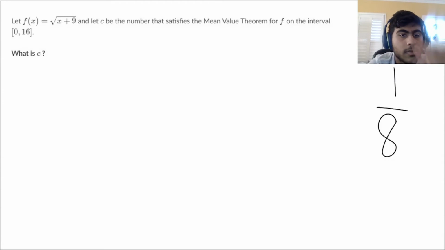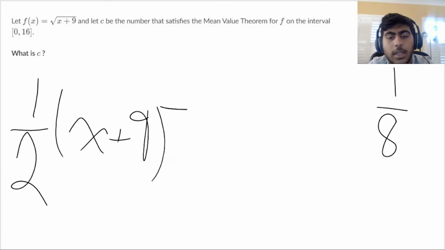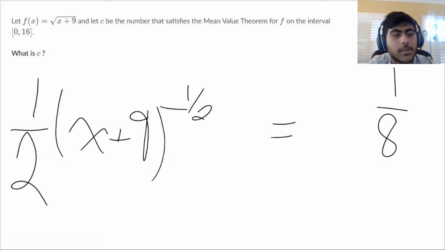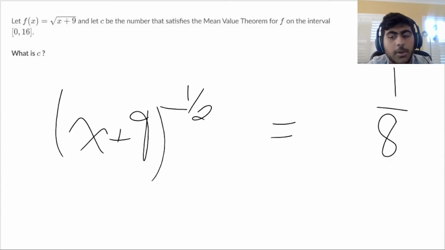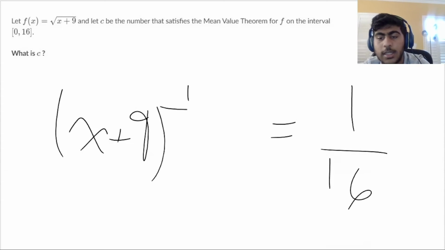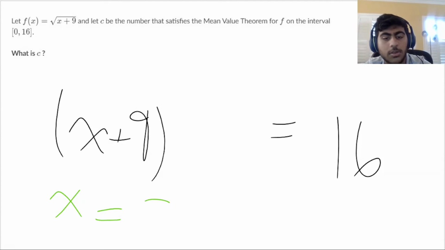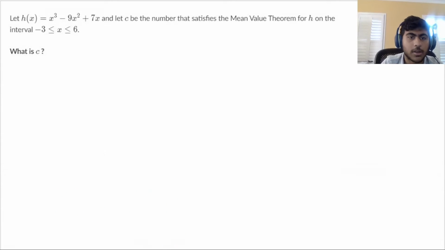And we're going to take the derivative. So the square root of x plus 9 is (x plus 9) to the 1/2. The derivative is going to be 1/2 times (x plus 9) to the negative 1/2. That's going to equal 1/8. We multiply by 2 on both sides, making this a 4th. We square both sides, making this 1/16, and then we take the reciprocal of both sides, making this just 16, and then x is going to be equal to 7. Let's move on.